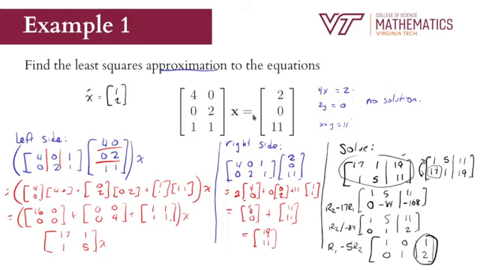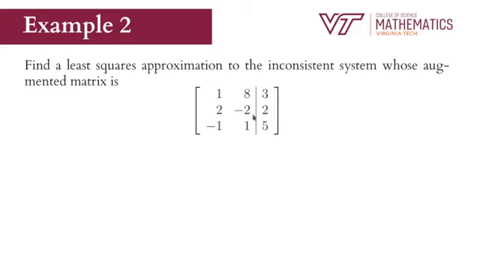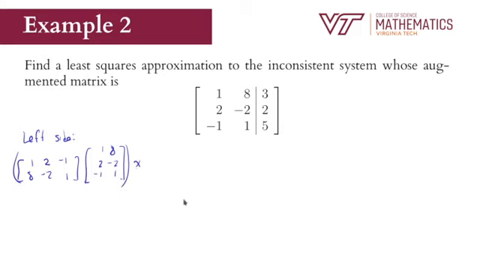Let's try another example. Let's find the least squares approximation to this system. We're told that the augmented matrix is given here. So we have some calculations to work on both sides. On the left side, we multiply the transpose 1, 2, negative 1, 8, negative 2, positive 1, times 1, 8, 2, negative 2, negative 1, 1. And that's going to be the coefficient of x.